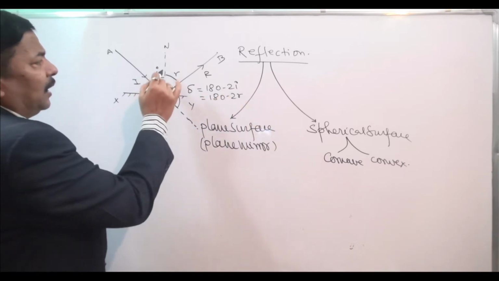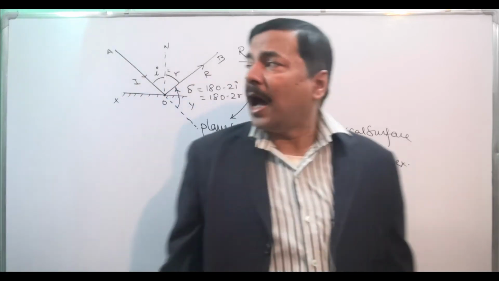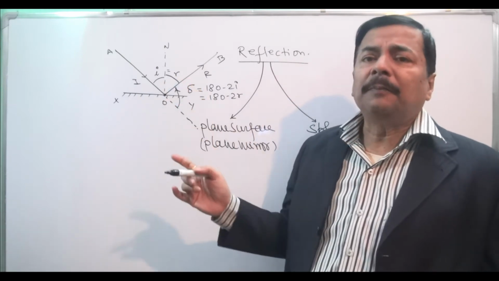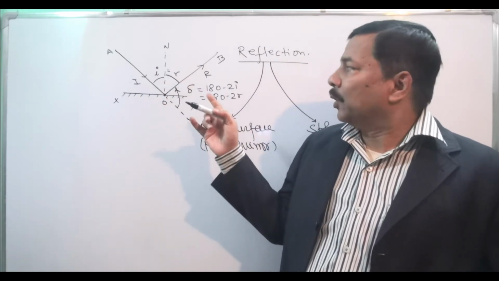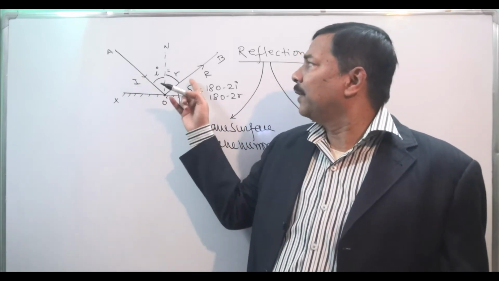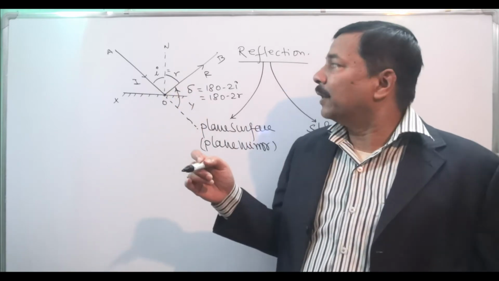Why? I is equal to R, which is the law of reflection. I, angle of incidence, is equal to R, angle of reflection, which is the law of reflection. The law of reflection also suggests that the incident ray, reflected ray and normal lie in the same plane. What does it mean?